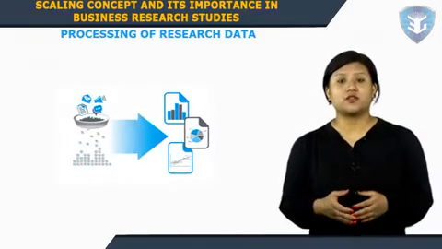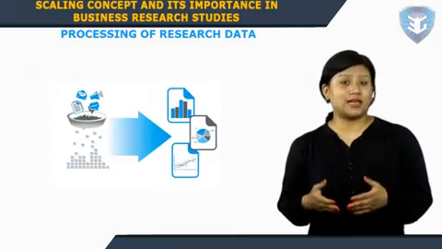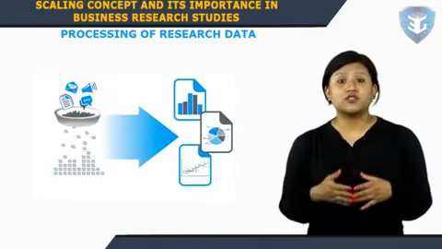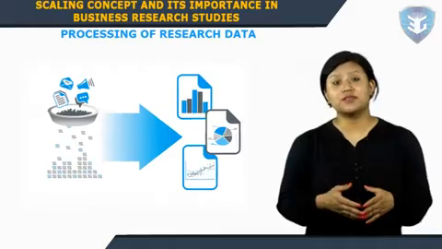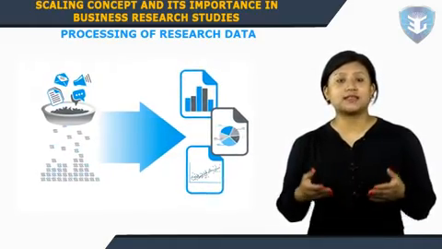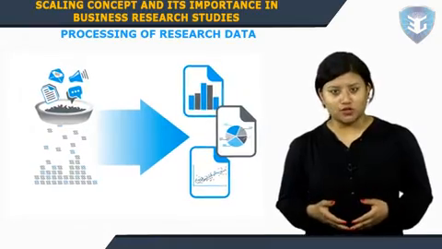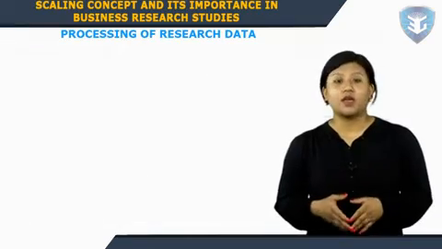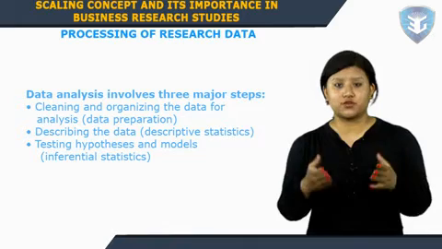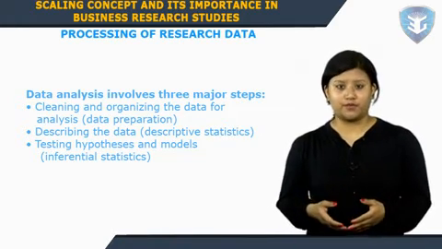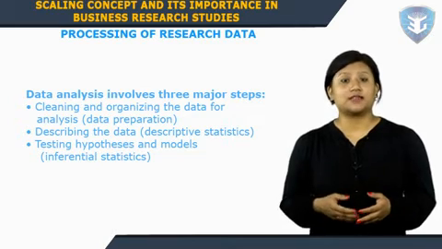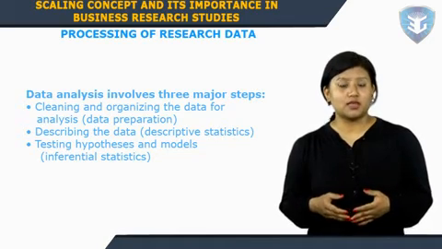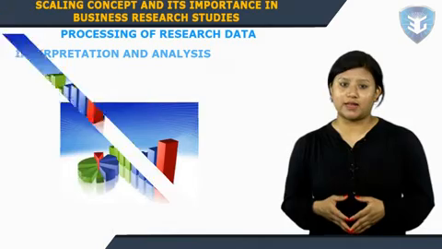Now let's explore the processing of research data. By the time we get to the analysis of data, most of the really difficult work has been done. It is much more difficult to define the research problem, develop and implement a sampling plan, conceptualize, operationalize and test their measures, and develop a design structure. If we have done this work well, the analysis of the data is usually a fairly straightforward affair. In most social research, the data analysis involves three major steps, done in roughly this order: cleaning and organizing the data for analysis (data preparation), describing the data (descriptive statistics), and testing hypotheses and models (inferential statistics, interpretation and analysis).